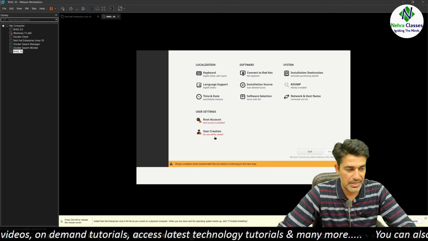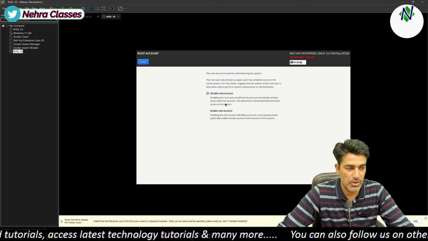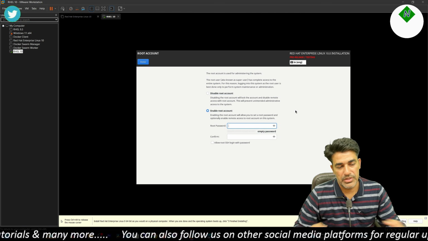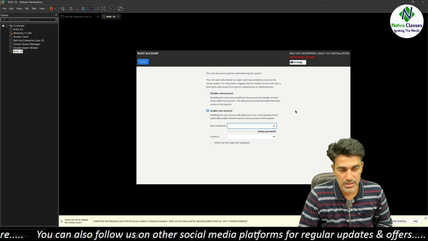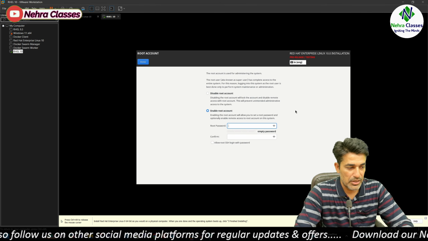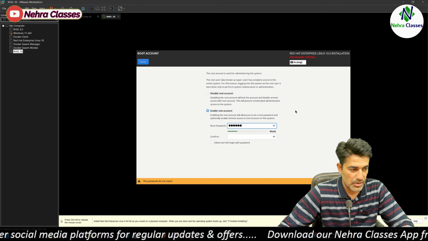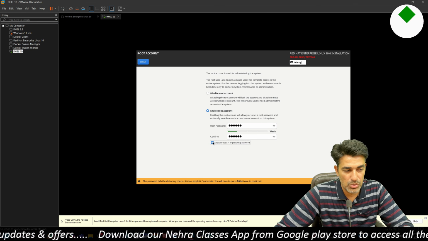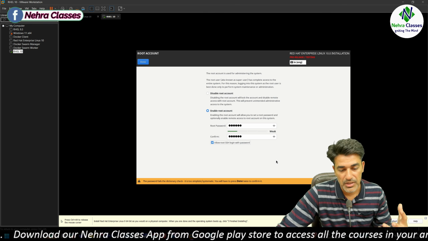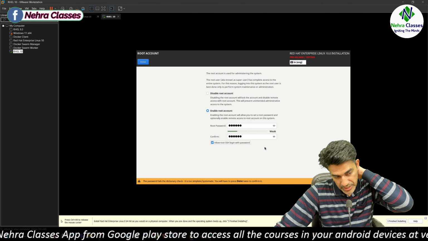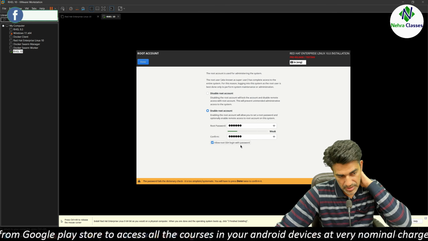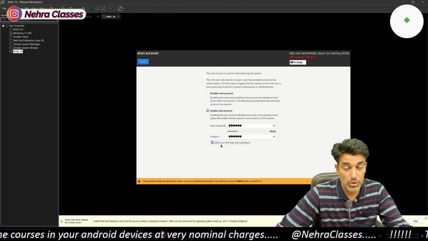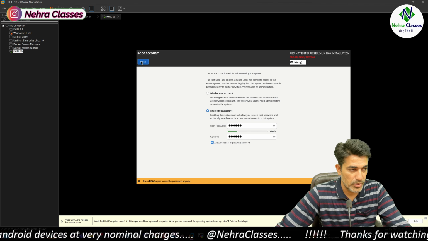Here in the user settings, you need to define whether you want to enable or disable the root account. So I'm enabling the root account. Generally, we disable the root account for security reasons, but you can enable it in the beginning. And you need to define the root password. So I'm going to assign the password to the root user, and I'm going to allow the root user to log in through SSH. What is SSH? We will learn in the upcoming sessions. Just skip it for now. We are allowing the root user so that root user can remotely log in through SSH. That's it. Go back, click on done.